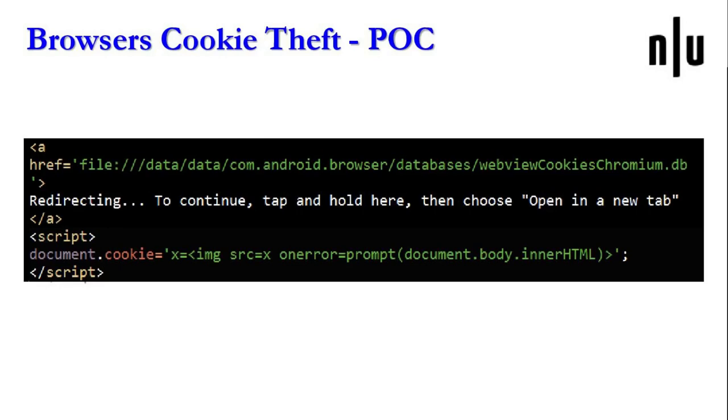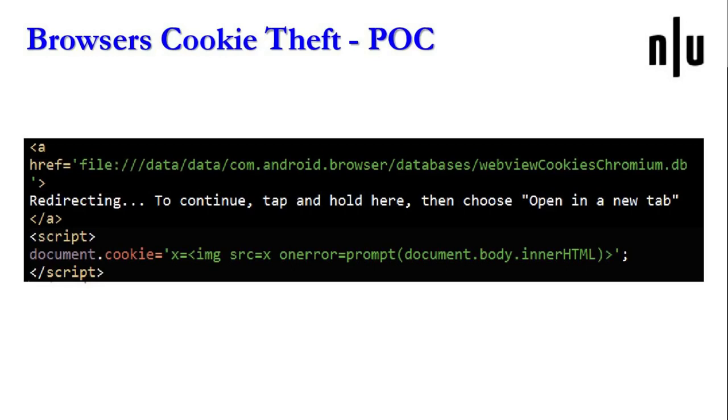So the idea was to force this cookie onto the victim's browser. So this cookie is now set onto the victim browser, and then we ask the victim to browse this file locally by utilizing that same exploit. As soon as the victim browses this webview cookies.db file, the JavaScript would be executed under the context of this file, and all the cookies, including HTTP only cookies, would be retrieved easily.